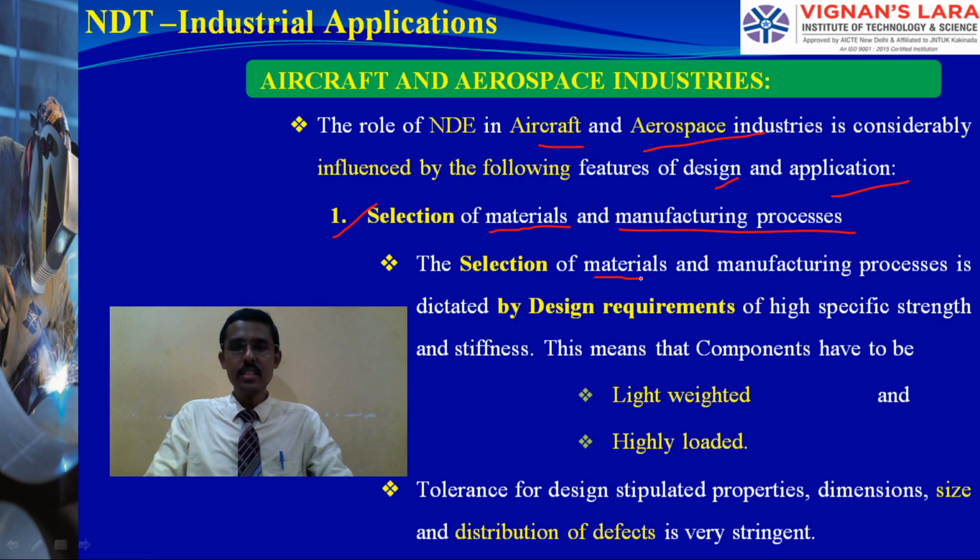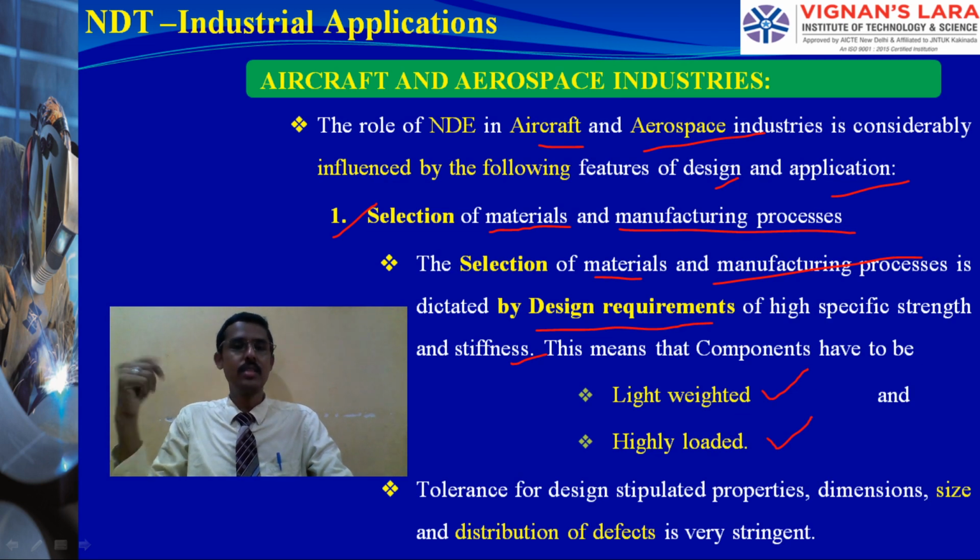The selection of materials and the manufacturing process is dictated by a design requirement of high specific strength and stiffness as the properties. This means that the component has to be light in weight to fly, and it should also take high loads to fly. All these things directly affect the design, and design is reflected in the manufacturing processes. So these things are to be kept in mind. It means nothing but the selection of material and process.